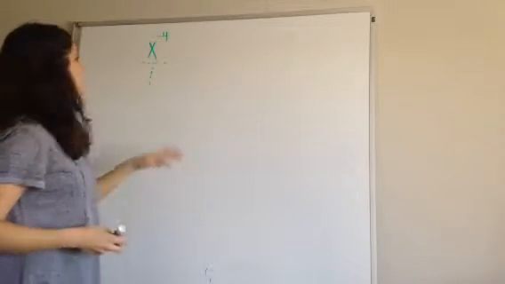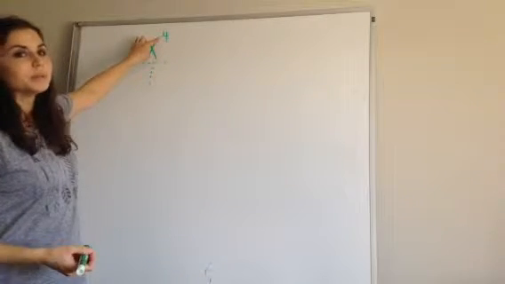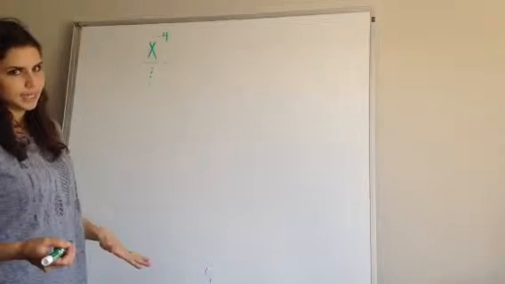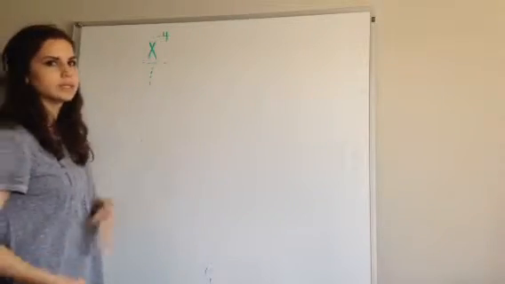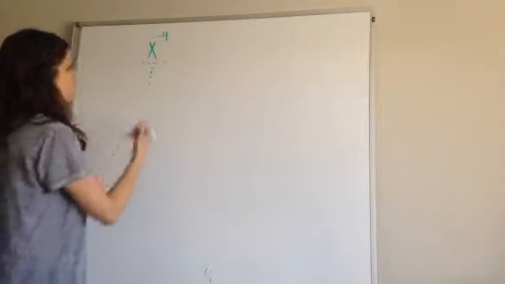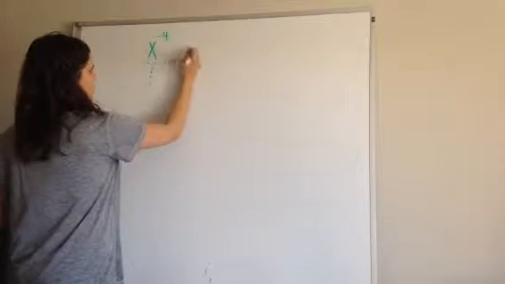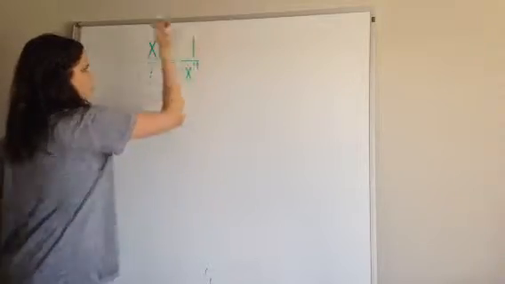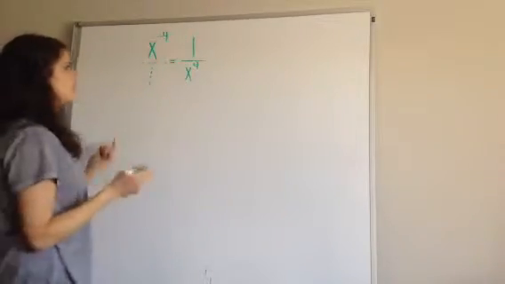I always tell my students that's a ticket to move. If it's upstairs, it's a ticket to move downstairs. If it's downstairs, it's a ticket to move upstairs on the fraction, up or down. So this is a ticket to move downstairs. So I'm going to have x to the 4th. I can't leave it blank on top, so I write 1. And that's it.